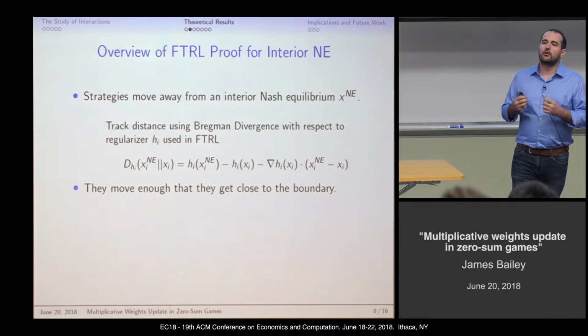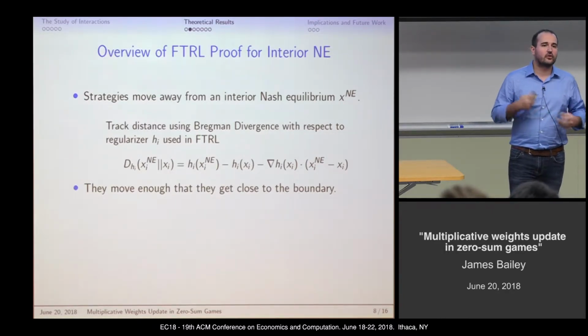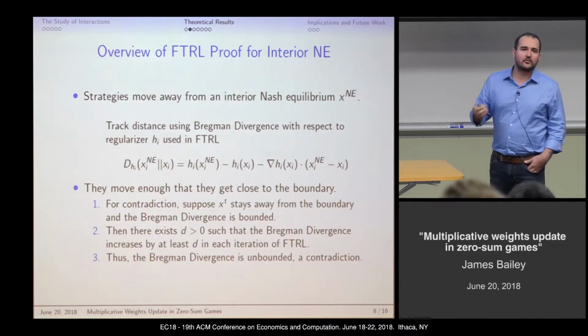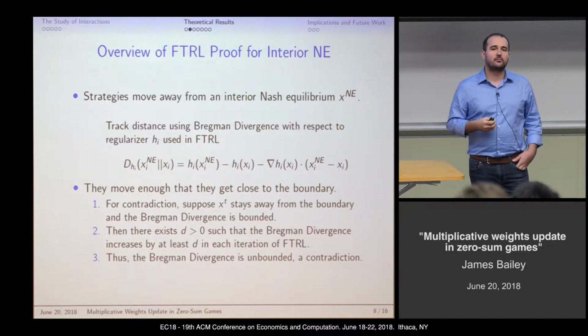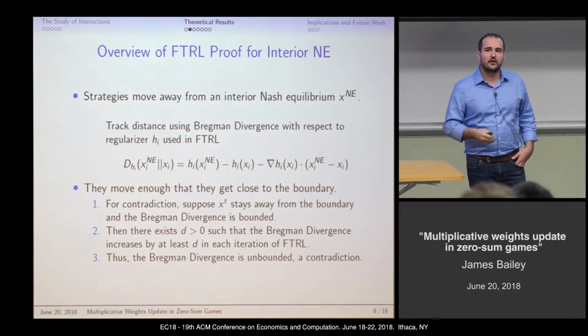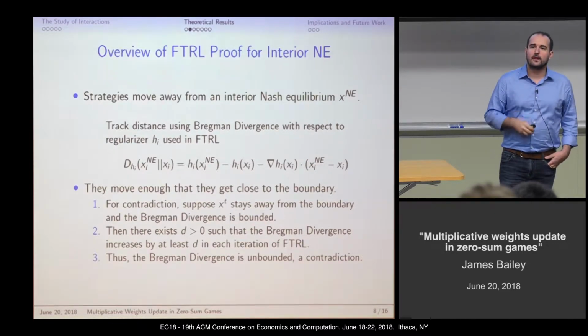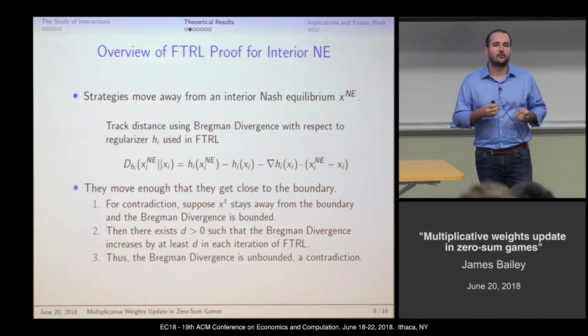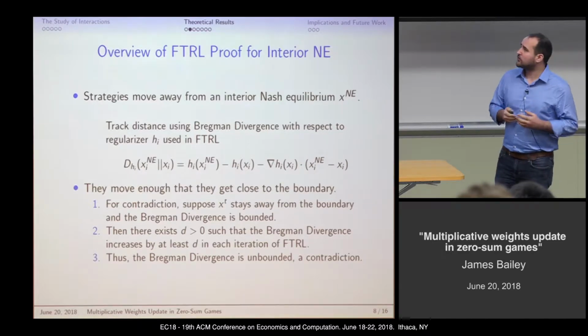We're actually going to go a different direction. We're going to put a lower bound on the Bregman divergence and show that it actually increases. Specifically, we're going to show that there's some constant d where in each iteration of multiplicative weight update or follow-the-regularized-leader, it's going to increase by that constant. As a result, the Bregman divergence is going to go to infinity, implying convergence to the boundary. And that's the general idea of the proof.